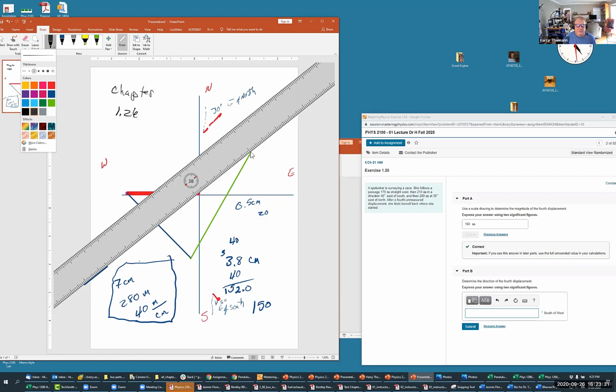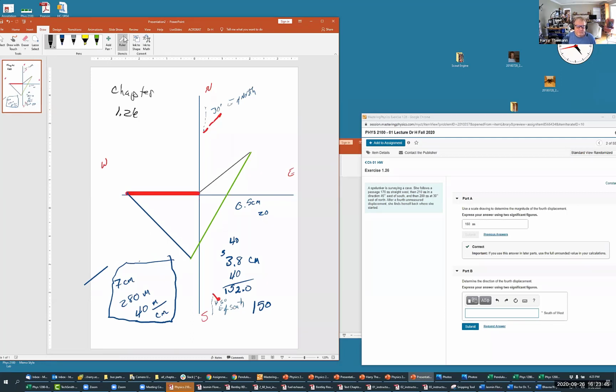And then it's always good to point out that the resultant here goes from the last head to the first tail. So these are all head to tail. That's important. Vectors have to add head to tail if you're going to do it graphically.